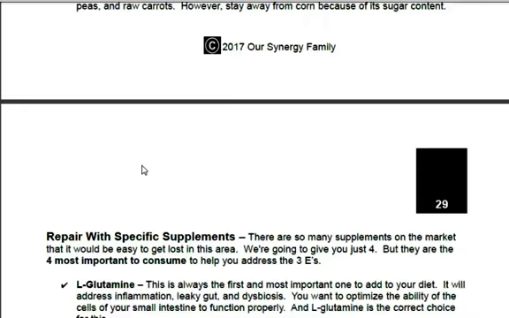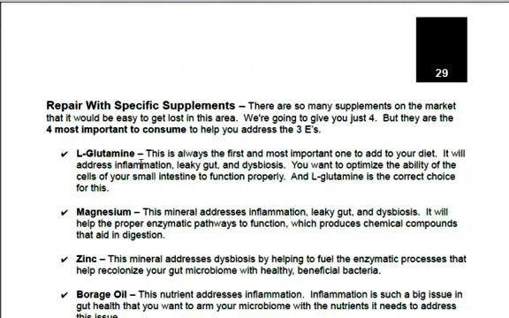We go down and we give them, okay, we want to repair with specific supplements. We give them 4 specific supplements. These are the 4 key: L-glutamine, magnesium, zinc, borage oil. You can go out and buy those 4, or you can use them in the Purified kit from Synergy Worldwide, because they're all built into the kit.